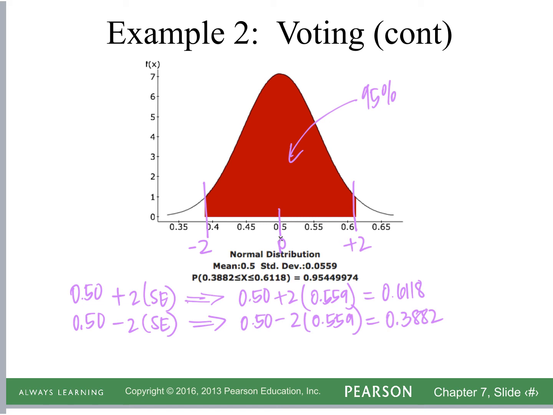And so we know that between 0.3882 and 0.6118, that's where 95% of the data will lie. And so to answer the question, within 2 standard deviations, because we have the empirical rule and it makes it so much simpler for us, we can easily answer that as 95%.